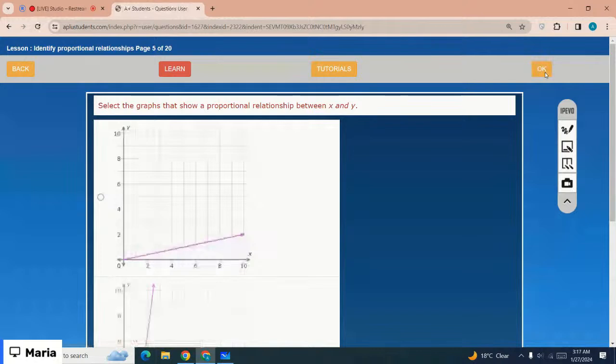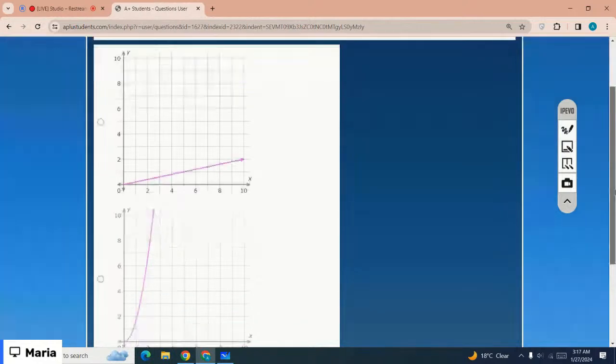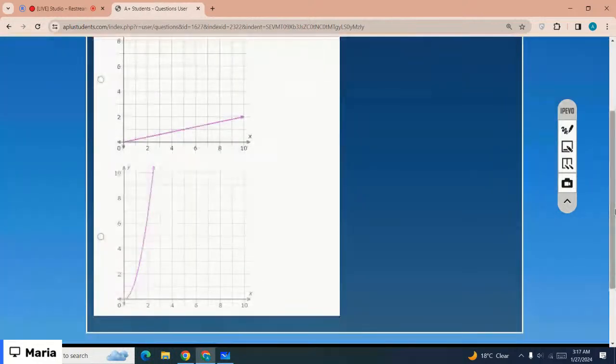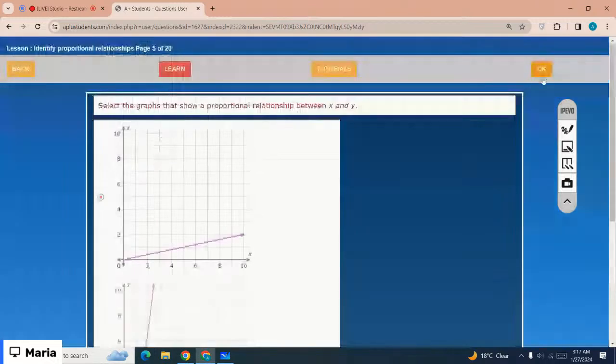Select the graph that shows a proportional relationship between x and y. So which option is the correct one? The correct option is option number 1, that is a straight line passing through the origin. The second one isn't the correct option.